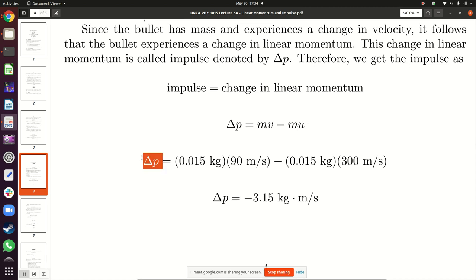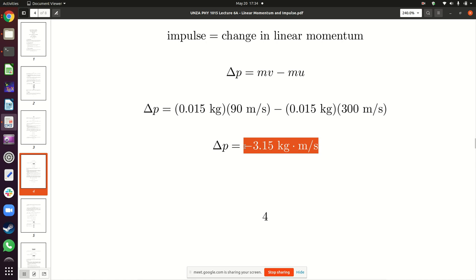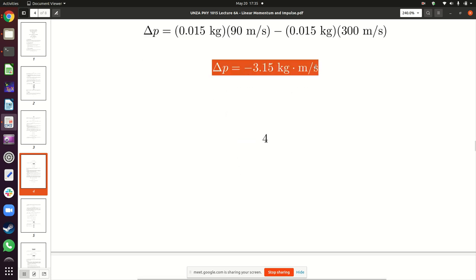So the impulse, delta P, is going to be equal to the mass of the bullet, which is 0.015 kgs, multiplied by the final velocity, which is 90 meters per second, minus 0.015 kgs, the mass of the bullet, times the 300 meters per second, which is the initial velocity of the bullet. And this is going to give us an impulse, delta P, which is equal to minus 3.15 kgs meters per second. So this is the impulse. This is a change in linear momentum. This change in linear momentum, as you can see, is negative. This negative sign is telling you that this particular bullet, as it passed through the plastic, lost motion. You can see that from the fact that it comes out of the plastic with a reduced velocity. So the bullet loses motion there.